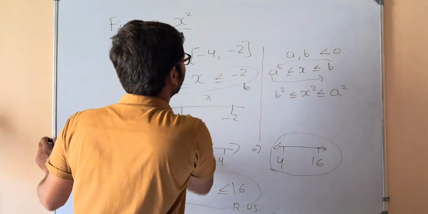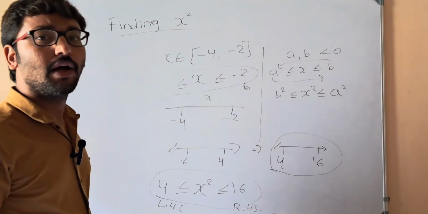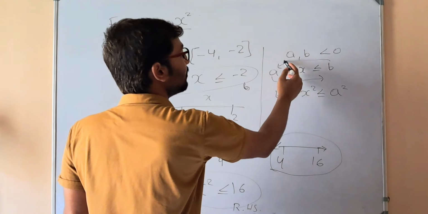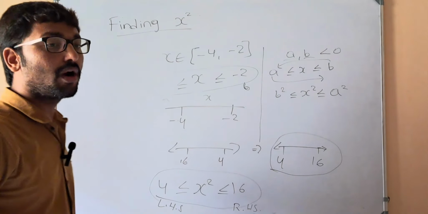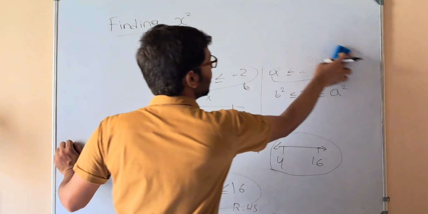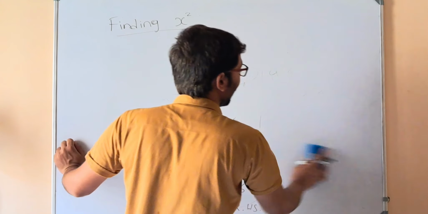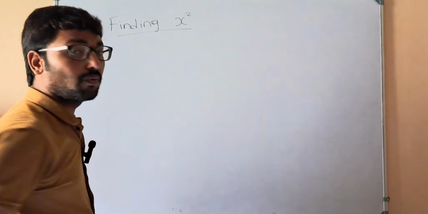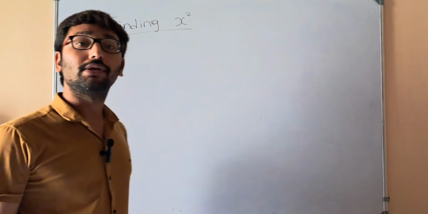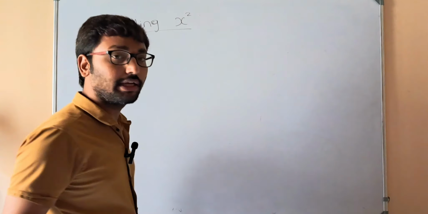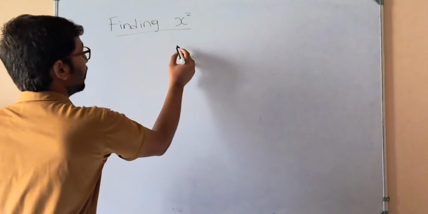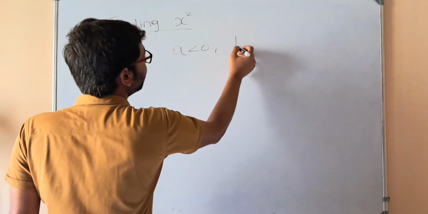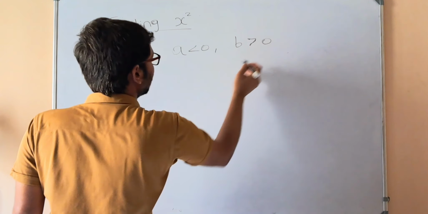So now next, we saw two cases where a and b were both greater than 0 and a and b were both less than 0. What if one is greater than 0 and one is less than 0? That is, a is negative and b is positive. What if a is negative and b is positive? How can we solve that? If a is less than 0 and b is greater than 0.